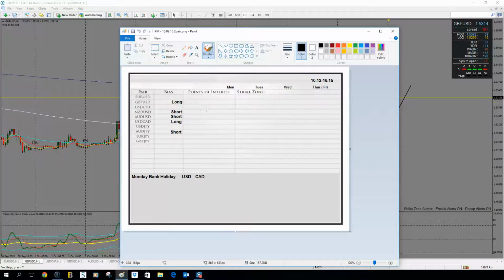Just in a recap, GBP USD long, New Zealand US dollar short, Australian US dollar short, USD Canadian dollar long, and AJ short.